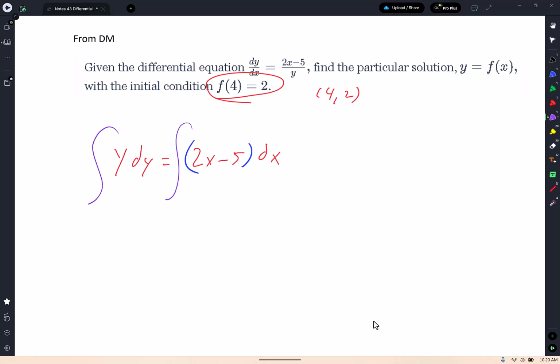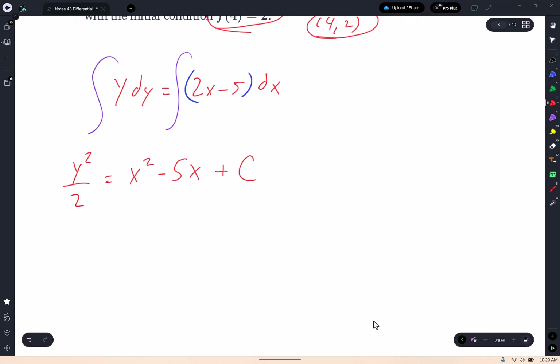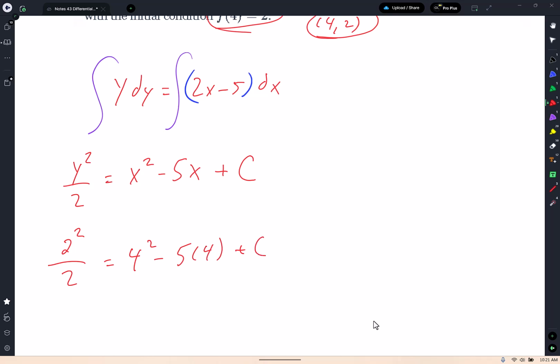Integrate, integrate. So you're going to have y squared over 2 equals 2x squared divided by 2, so that's x squared, minus 5x plus c. It depends on where you want to use your initial condition. I like to just use it immediately. That's just my habit. I'm going to plug in the (4, 2) immediately. So the 4 is an x, the 2 is a y. So 2 squared over 2 equals 4 squared minus 5 times 4 plus c.